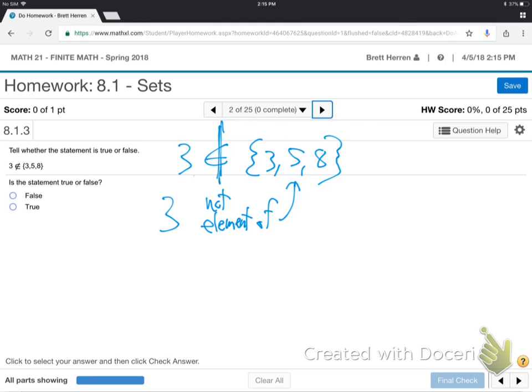Are they right? No, they're wrong. 3 is an element of that set. That's another false statement. You okay with that? They're saying 3 is not an element, but it is an element. So whenever you slash anything, it means not, right? All right.